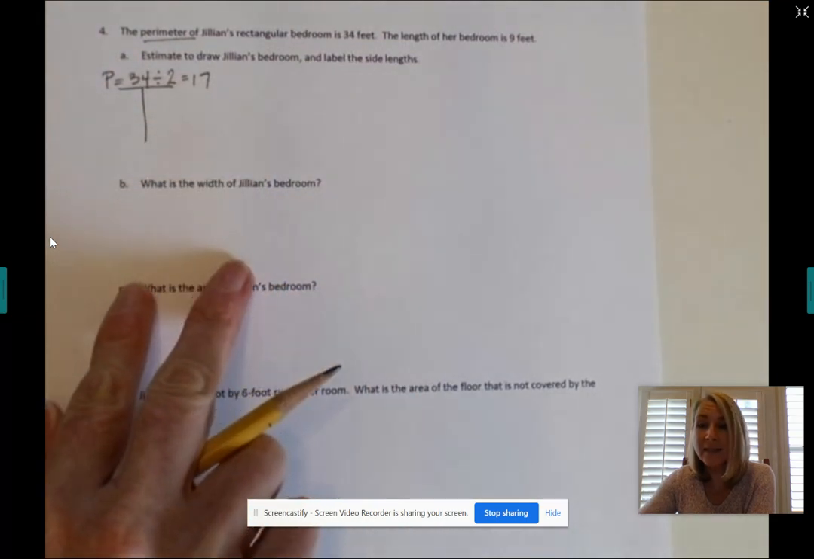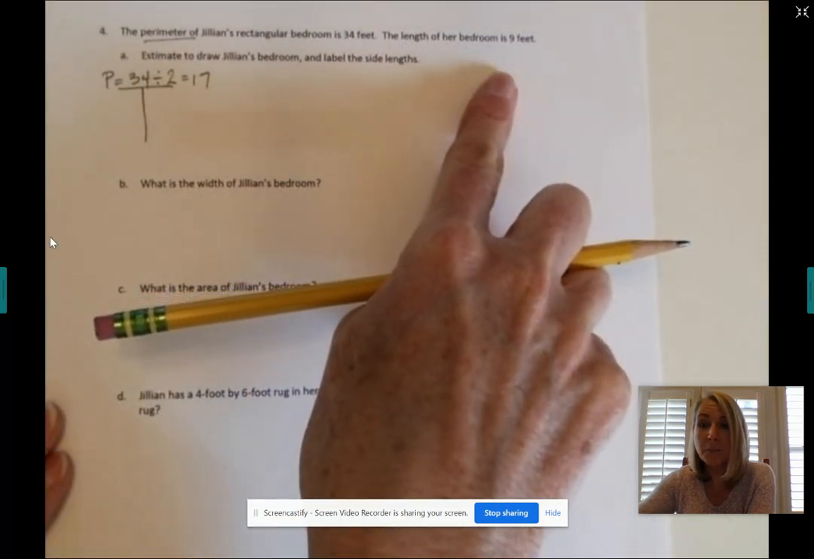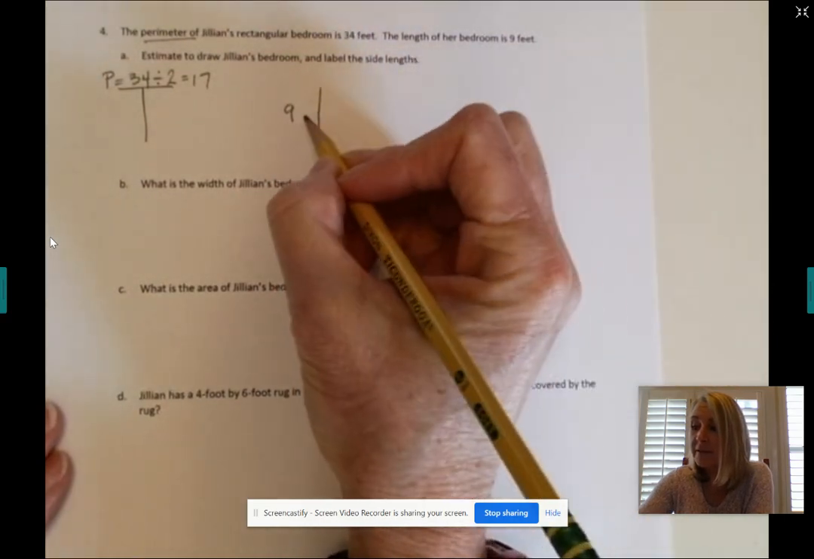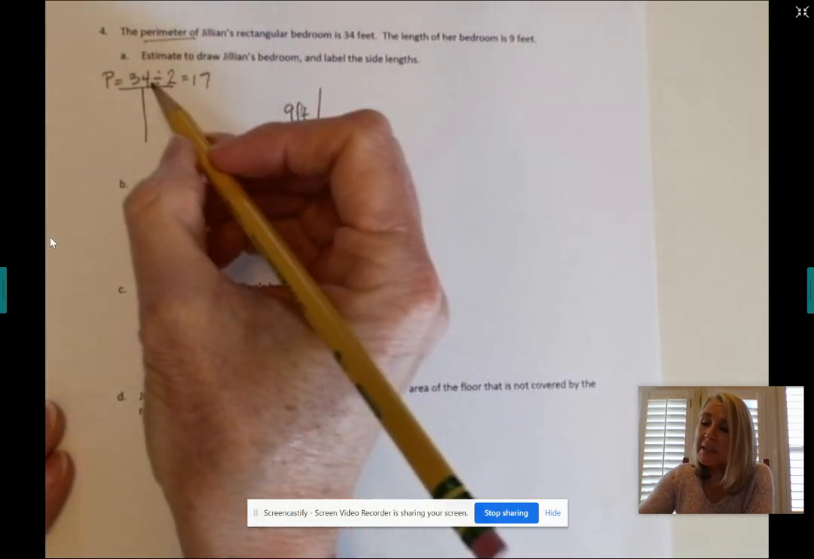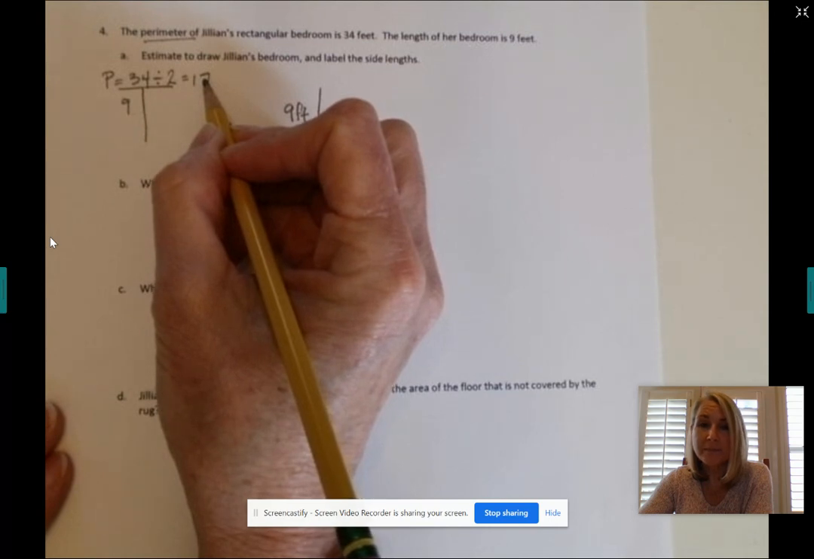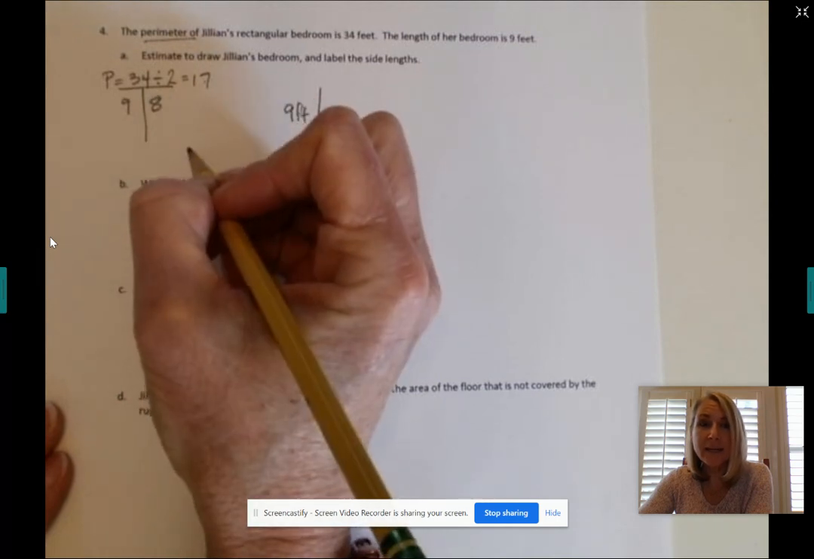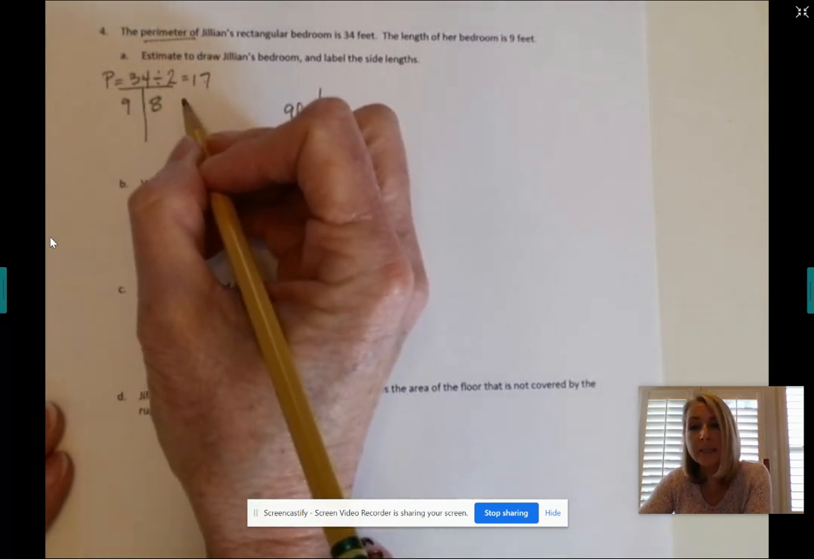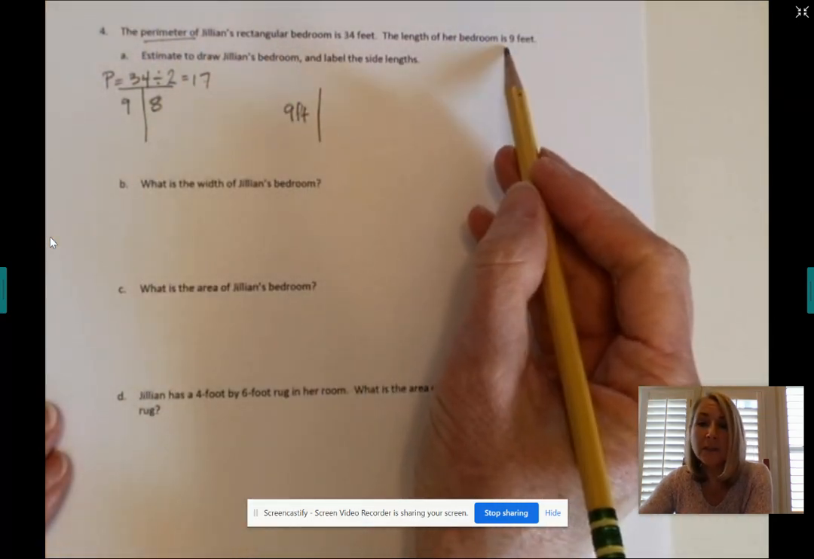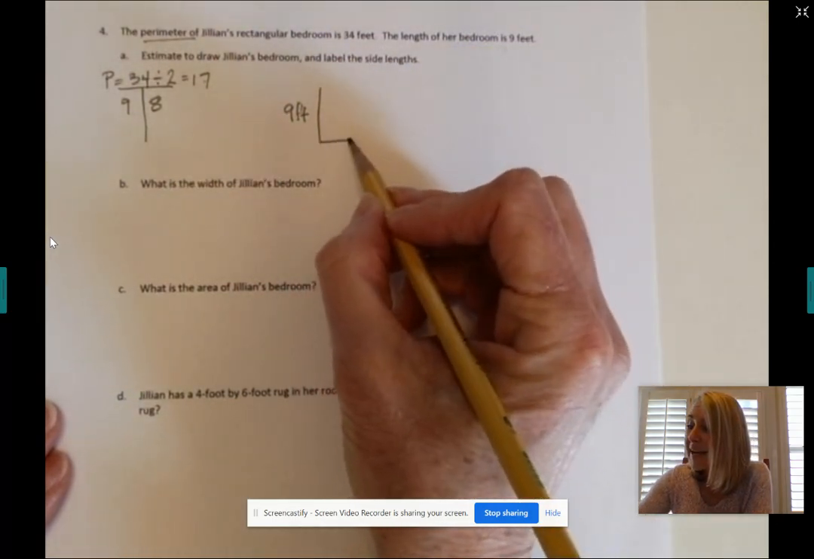Now, I don't have to list them all. Why not? Because they're telling me one of them, right? I already know one of my side lengths is going to be 9 feet. Okay, so that means I can start with my 9. What plus 9 equals 17? 9 plus 8 equals 17. You see how I did that? I didn't need to start with 1 plus 16, 2 plus this, 3 plus this, right? Because I know one of the side lengths is 9. So I just need to know what do I have to add up to that.